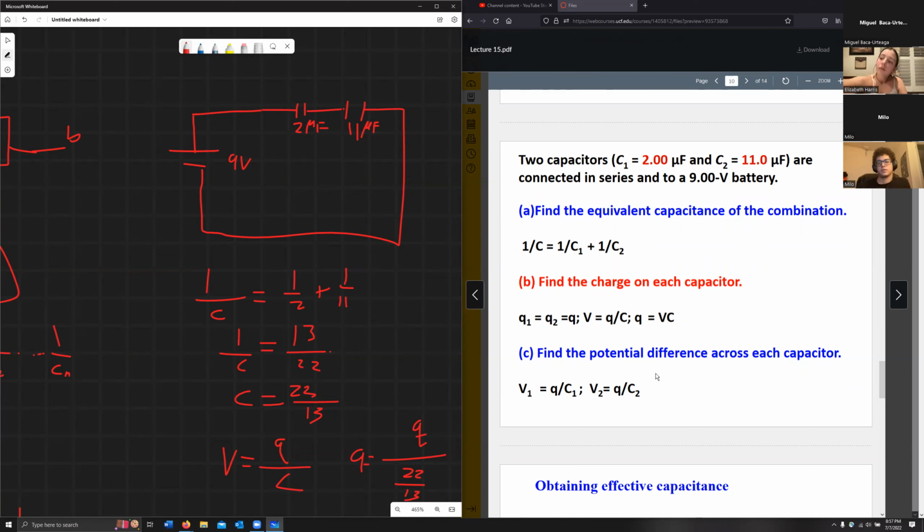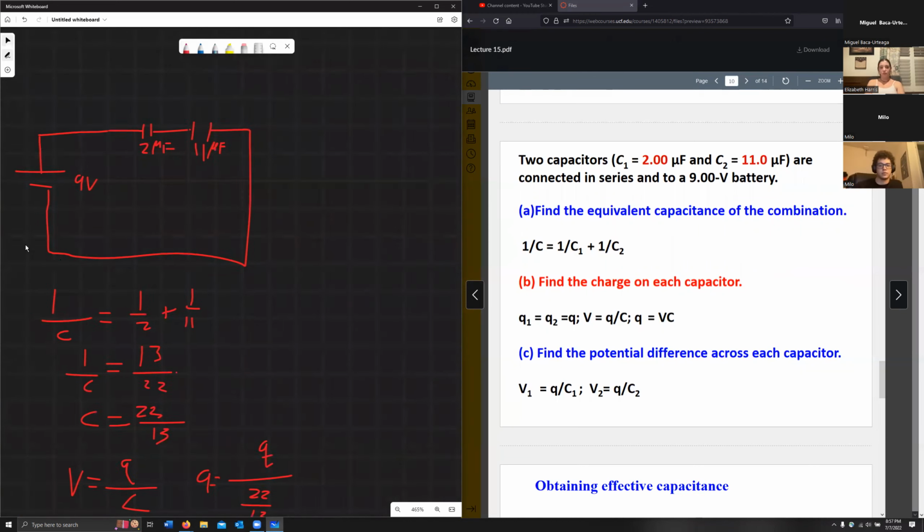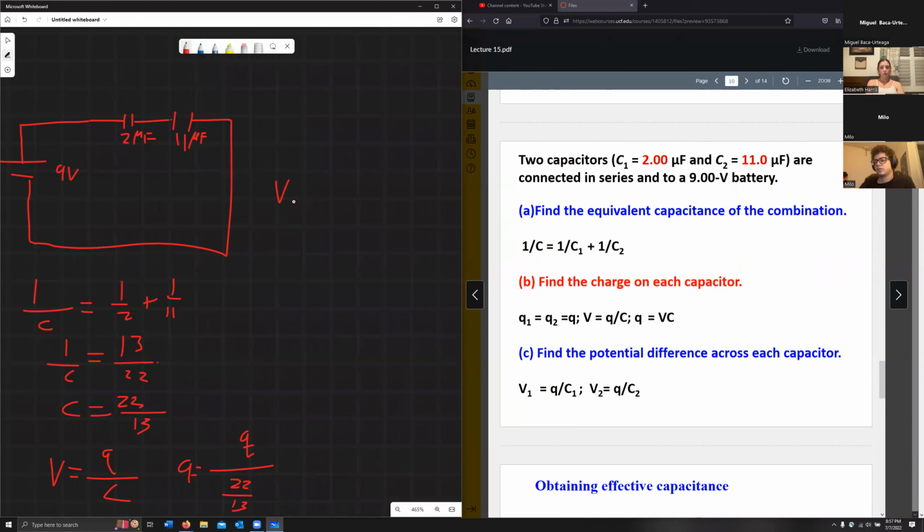Then the potential difference across each capacitor. For the first capacitor, the potential difference is equal to the overall charge, which would be 9 times 13 divided by 22/13. Wait, am I getting this right? Q, C, 22/13. Yeah, and so that's V1.